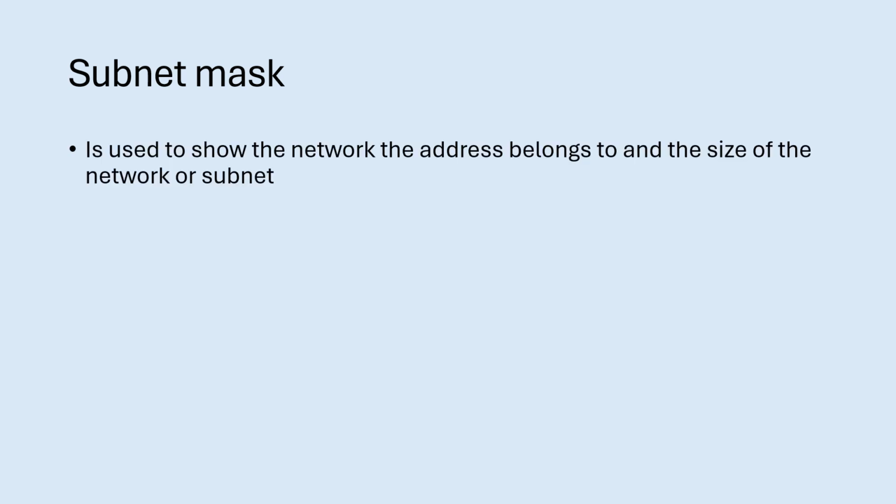Next, I'm going to talk about the subnet mask. Subnet masks are useful because they're used to show the network part of the address and the host part of the address. An IP address on its own isn't very useful because you don't know how much of the address is the network and how much is the host. So using it in conjunction with the subnet mask, we can tell what network the address belongs to, the size of the network, where the network begins and where the network ends.